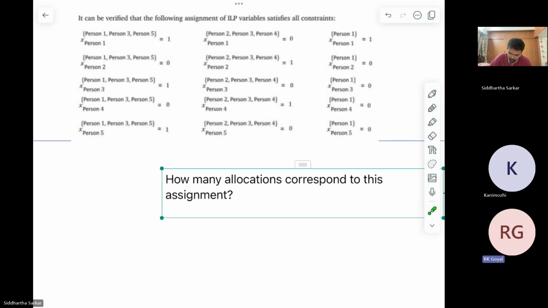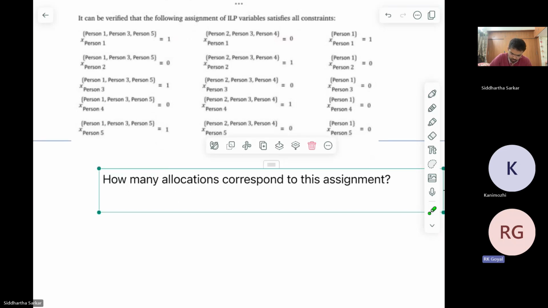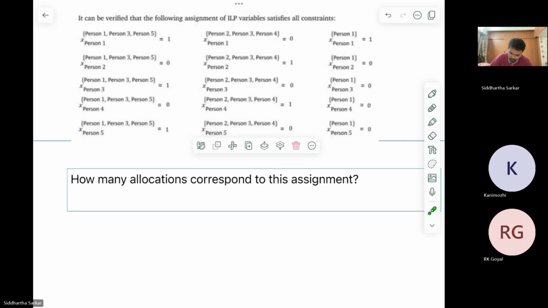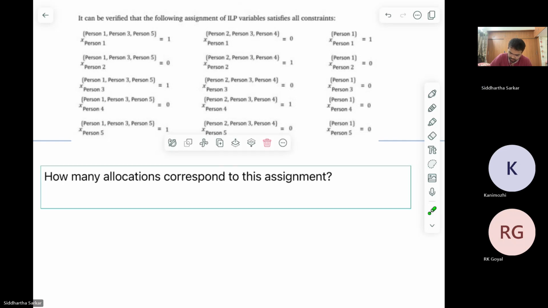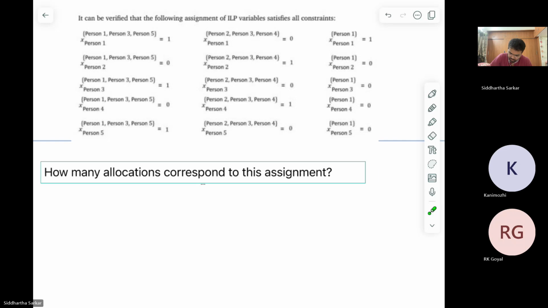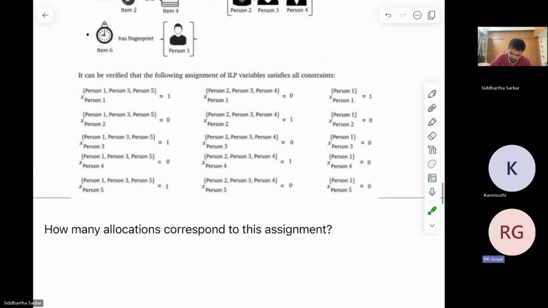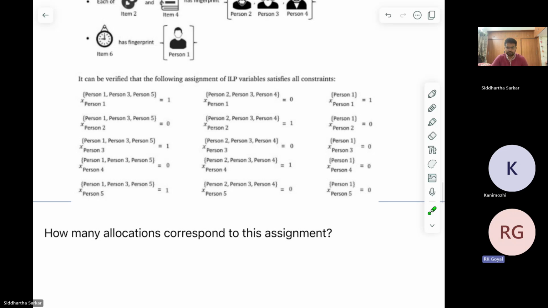So we can solve this ILP. Yes. What filter is, yeah, the screen is visible now. So yes.